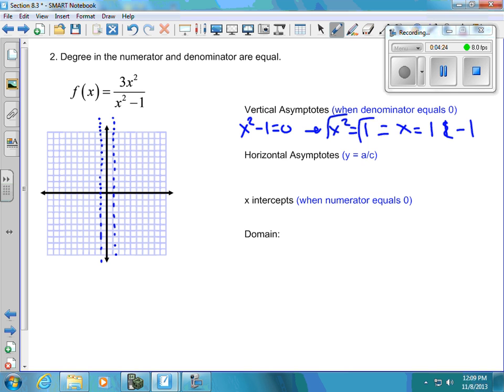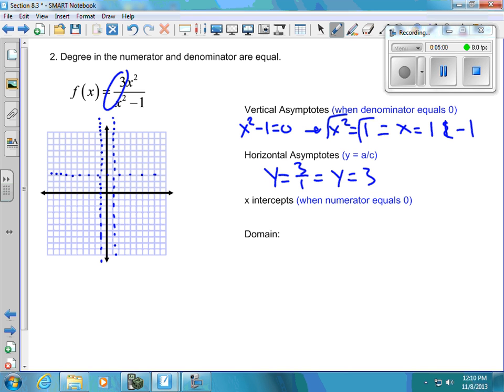positive 1. Horizontal asymptote. Back in the notes, we saw that when the degrees are the same, as we have squared over squared terms, then it's a over c. The a value for this is 3. The c value is 1. So the horizontal asymptote is y equals 3 divided by 1, or y equals 3. So 1, 2, 3. There's my horizontal asymptote.